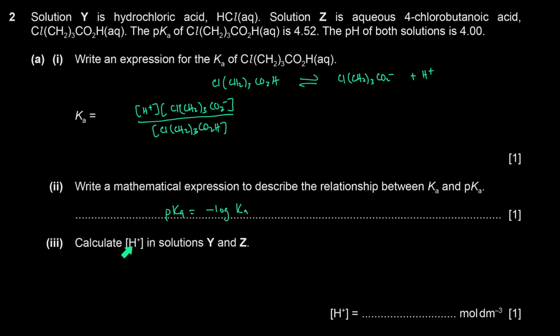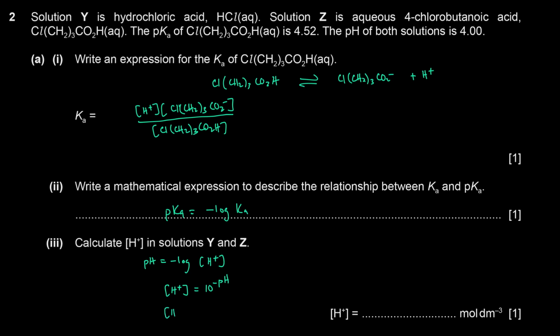Calculate the concentration of H plus in solutions Y and Z. So they've told us in solution Y and in solution Z, the pH is 4.00. Now we know that the pH is simply the minus log of H plus. Now we have to find the H plus concentration. So the H plus concentration can be written as 10 to the power of minus pH. Okay? This is another expression. If you rearrange the logarithmic expression, this is what you get for the concentration of H plus. Again, that's something that you should remember.